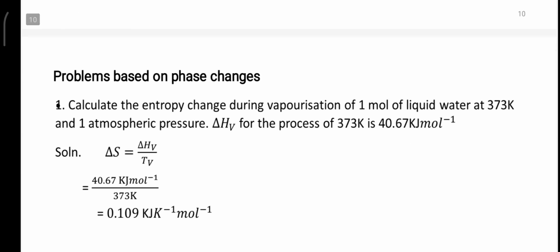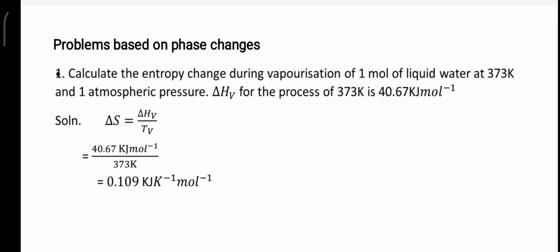Next we have numericals related to phase transformations. The first numerical is related to the vaporization process. Here the value of temperature is given. The example is water. The temperature is given, that is 373 Kelvin, and the value of enthalpy of evaporation is also given, that is 40.67 kilojoules per mole. So when you substitute that value in the delta S equation, you can get 0.109 kilojoules per Kelvin per mole.